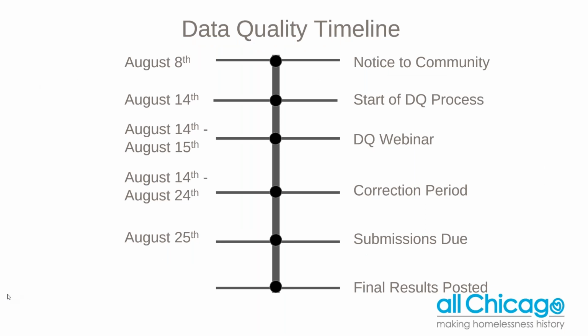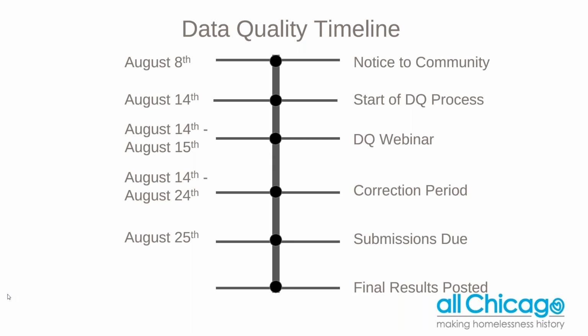Okay, so the data quality timeline for this round. We did send out communications on August 8th. Today is the start of the data quality process, so everyone can access the report starting today. The report itself is set with the correct prompt parameters, so there's no need to change anything. We will again be hosting another webinar tomorrow in case any members of your team might want to join that one. The correction period is between August 14th and August 24th.